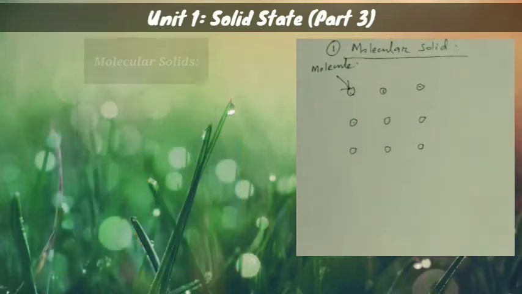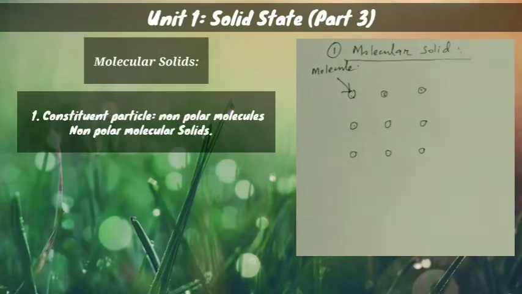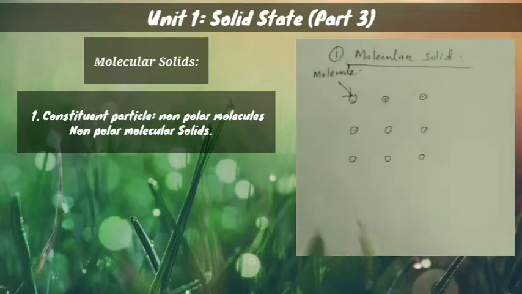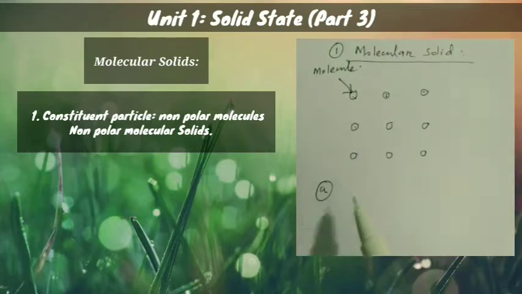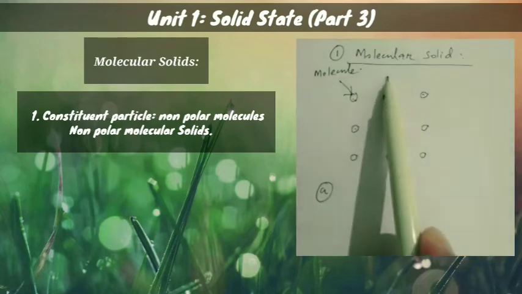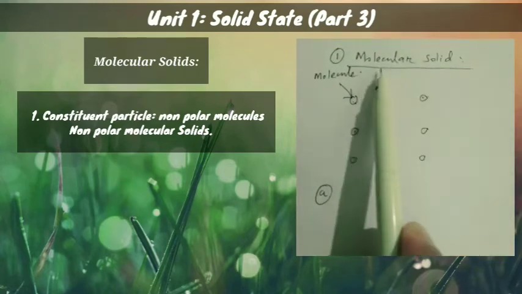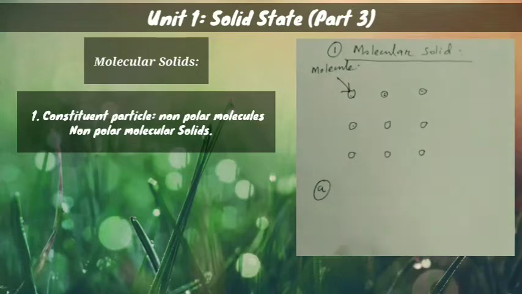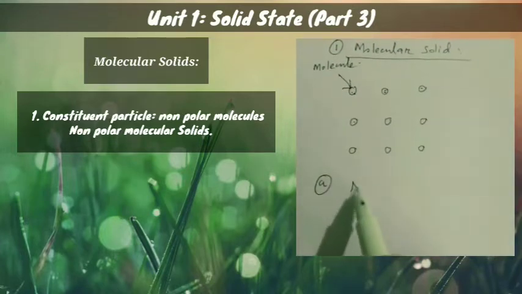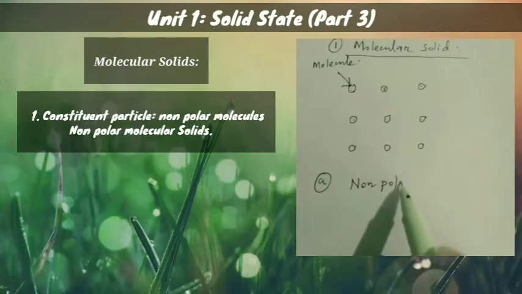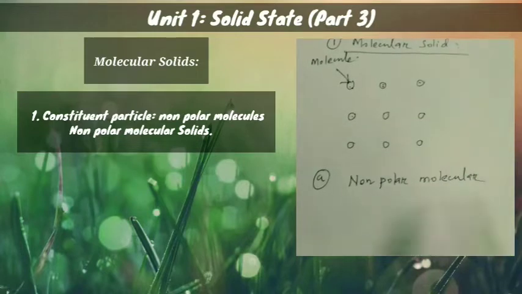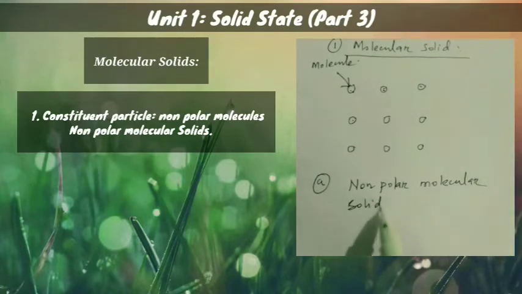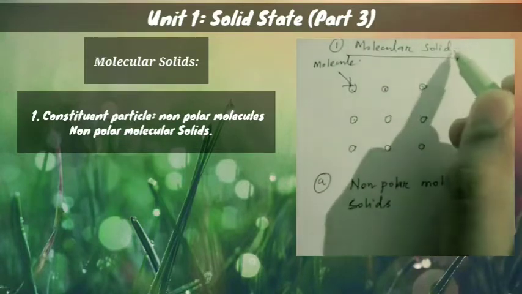The first category is known as the non-polar molecular solids. So what are non-polar molecular solids? We are going to categorize molecular solids into three main categories, and the first one is non-polar molecular solids.